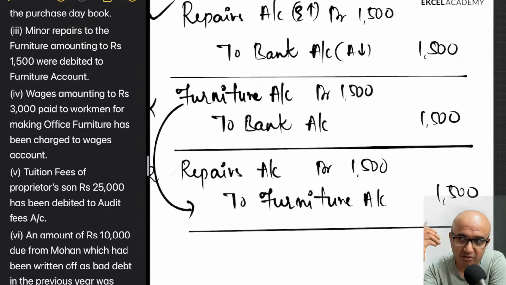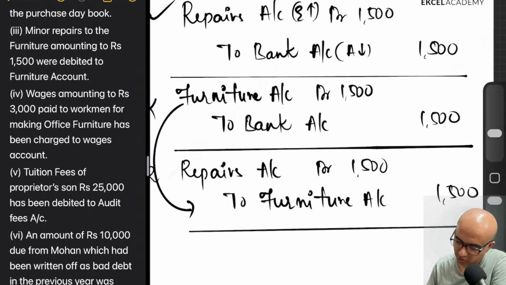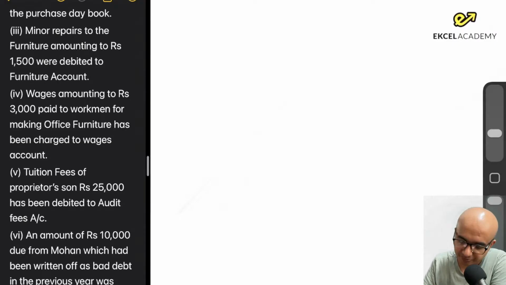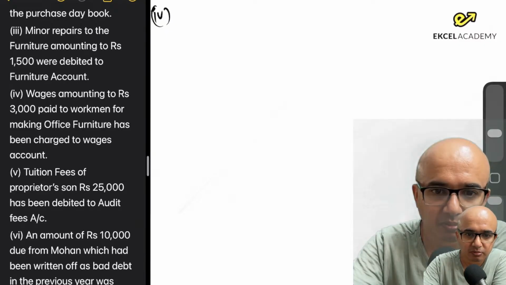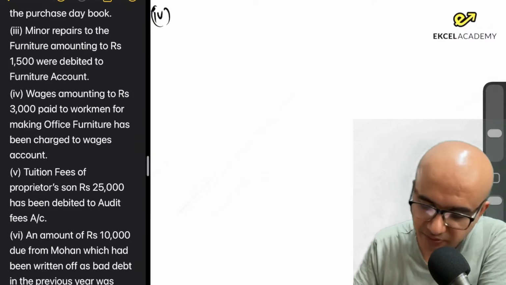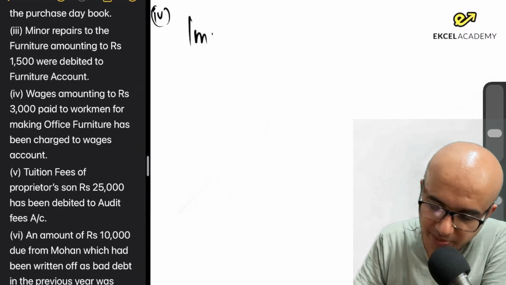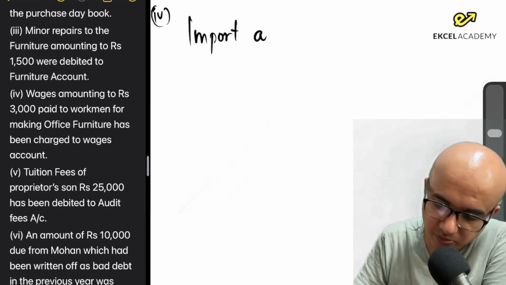Why? Because if you are paying something to someone so that they can create a new asset, that should be part of the cost of the asset itself. One example which I can think of here, this is the fourth one, right? I'll just mention the number of the question. Imagine for a second you import a machine from Germany.